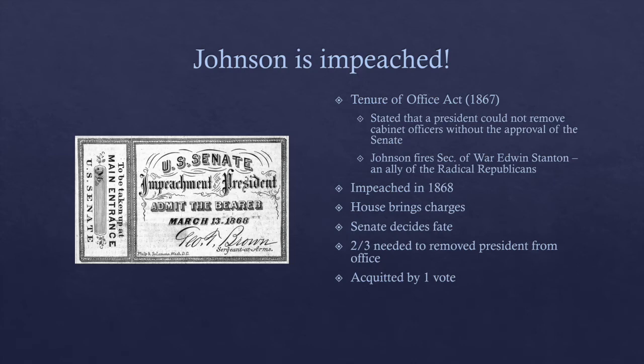To impeach means to formally bring charges, and that is exactly what the House of Representatives did. However, according to the Constitution, charges are not enough to remove a president from office. The president must be found guilty by the Senate, where a trial will be held. 2/3 of senators are needed to remove a president from office. Johnson goes on trial, and by a single vote, he is acquitted.